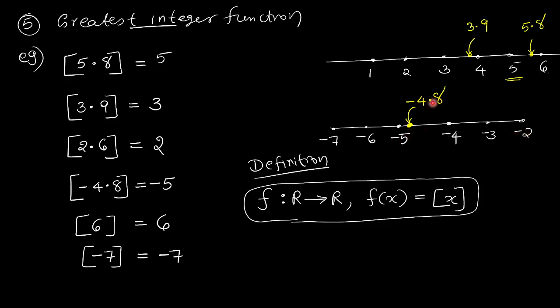So minus 4.8 is a fraction which is lying between minus 4 and minus 5. The position may be here, minus 4.8. So the greatest integer value will be the integer which falls on the immediate left side of this, which is minus 5. Okay, understood? Okay, sir.